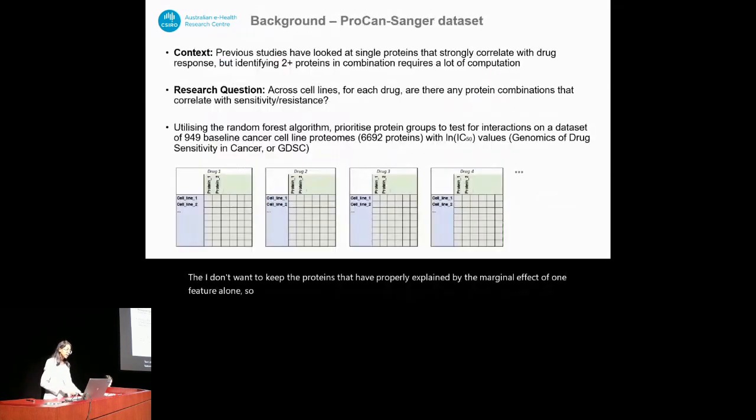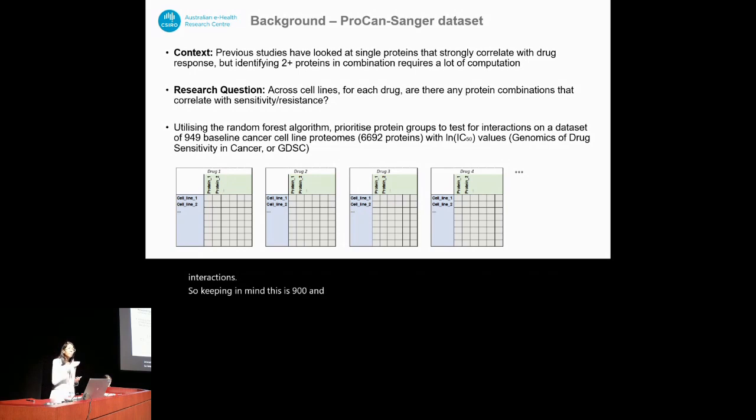So coming back to the actual data set that we've been working on, the Procan-Sanger data set, the main question we wanted to ask was, across all the 949 cell lines, which are across a broad range of cancers, are there any protein combinations that correlate with drug sensitivity and resistance? So using the random forest algorithm, we wanted to prioritize the protein groups to test for interactions. Keeping in mind this is 949 baseline cell line proteomes, so this is before drug treatment. So we wanted to see if the baseline proteome of the cells can predict how resistant or sensitive a cell line is.